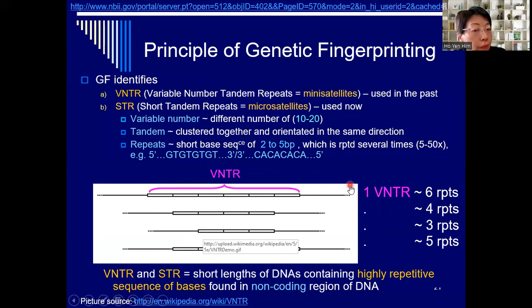In genetic fingerprinting, we use a DNA probe that can locate the VNTR and bind to the VNTR region of the DNA fragments that have separated. VNTR and STR are short lengths of DNA containing highly repetitive sequences of bases found in the non-coding region of DNA.